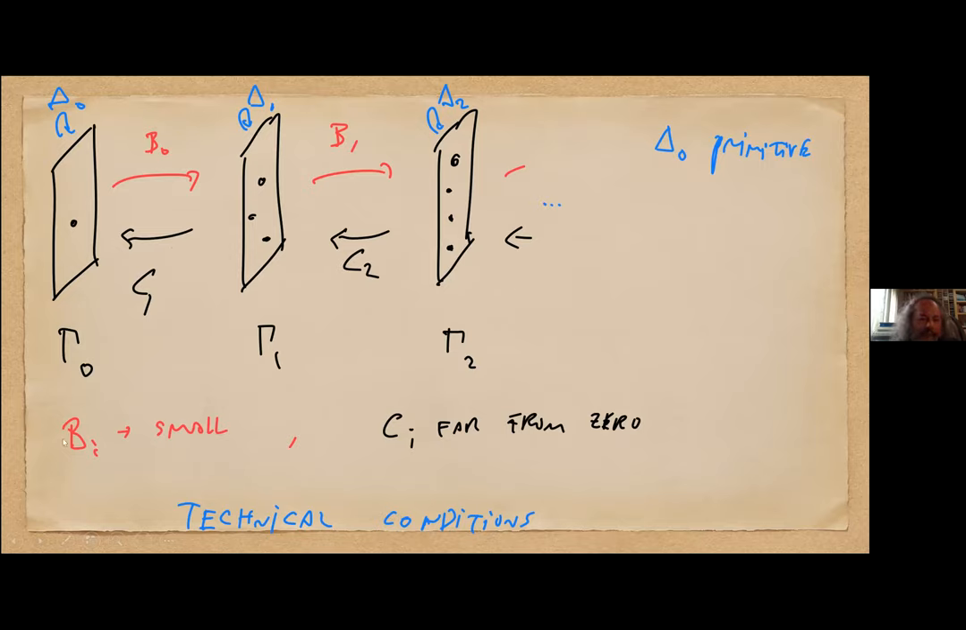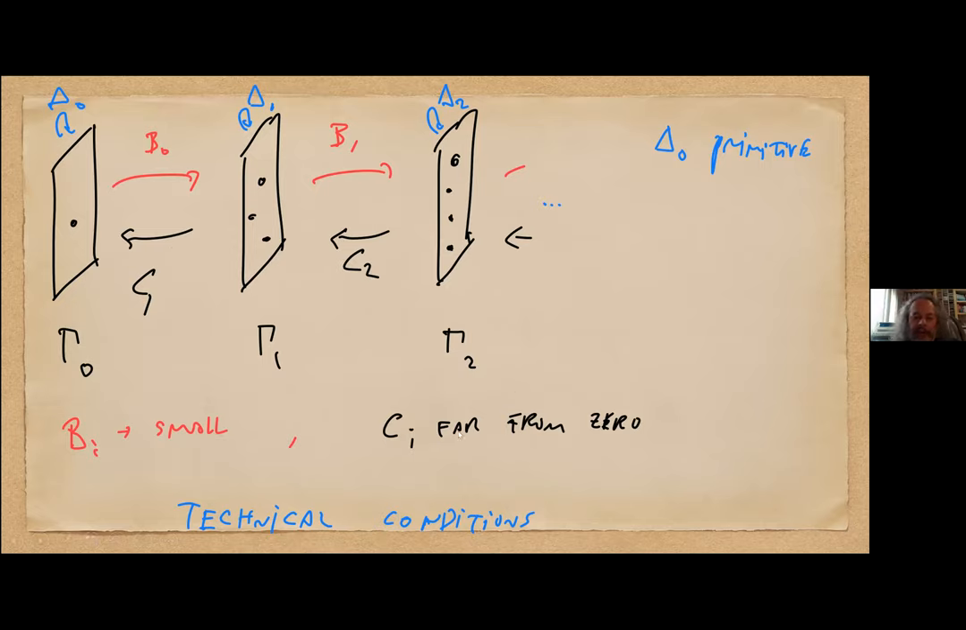The B's are small. What I'm trying to say is that the entries of the matrices B's are small in some sense, saying that you do not have a big probability of leaving the layer gamma zero. So you would like to stay close to gamma zero in some sense. The probability of going to infinity is very, very small. It's important in order to get stationary measures.